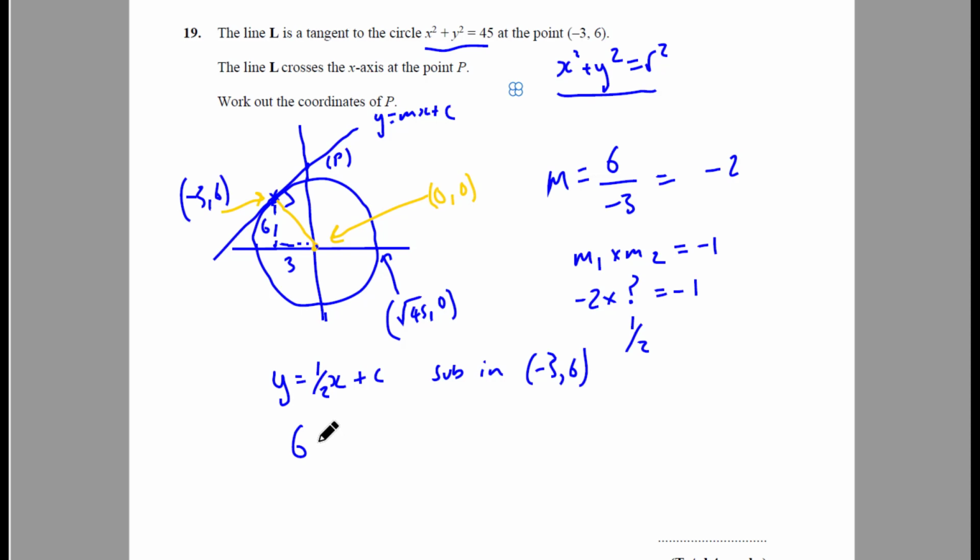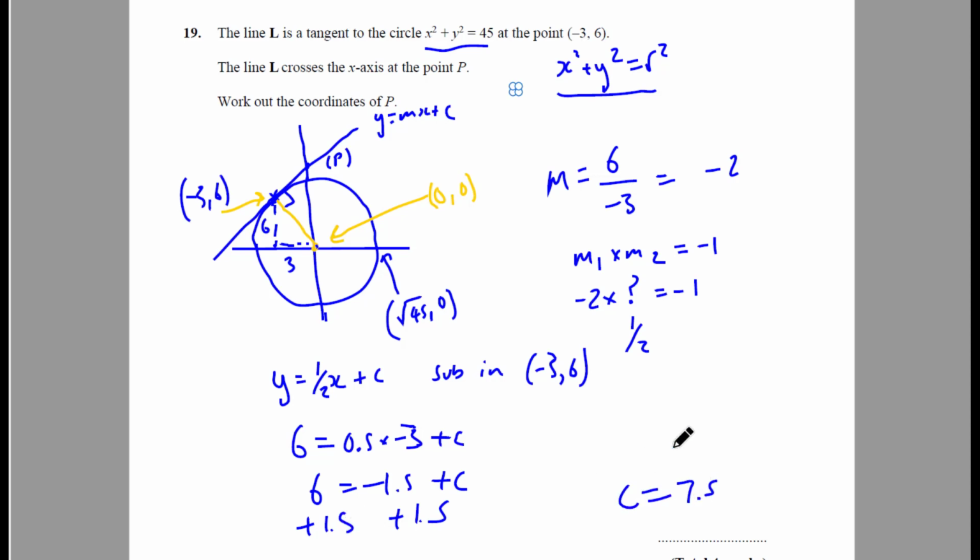So we get 6 equals 0.5 times minus 3 plus c. So that is 6 equals minus 1.5 plus c. We're going to plus 1.5 on both sides. So we get c equals 7.5. So the equation of the line is y equals a half x plus 7.5.